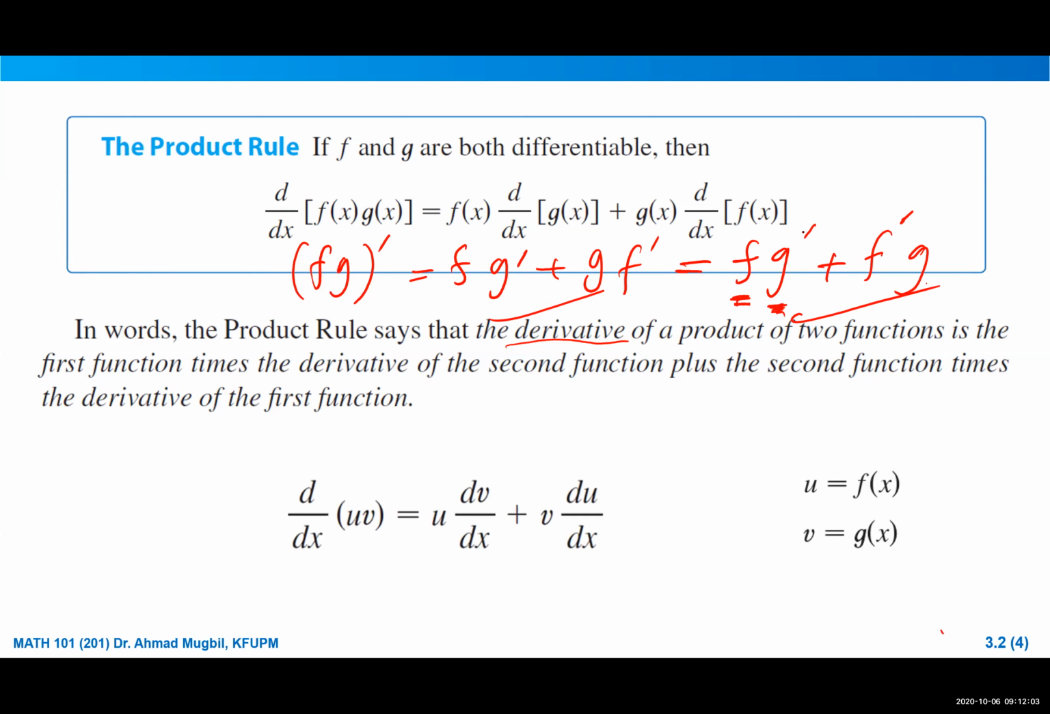Of course, there is another notation. If you put u equals f and v equals g, you will have it in this short way. The derivative of uv, where u is a function of x and v is a function of x, will be u dv dx plus v du dx, which is the same. This is the same, but just here both v, here both u.